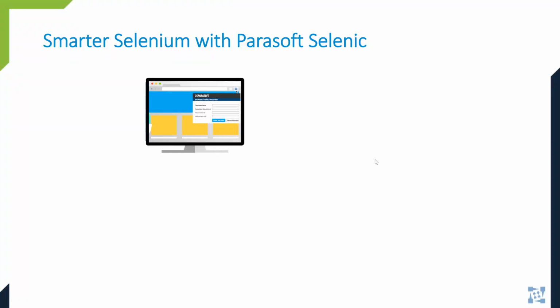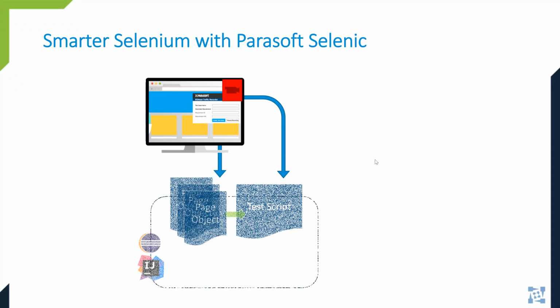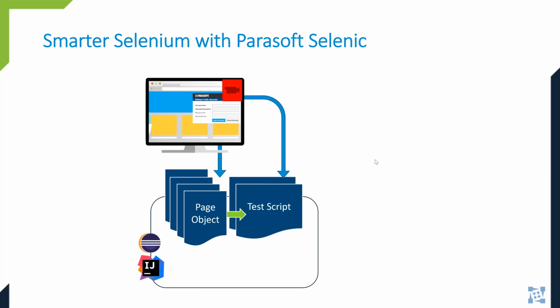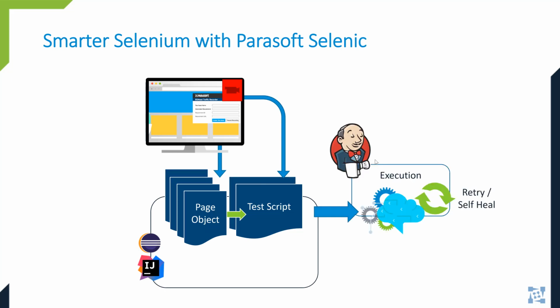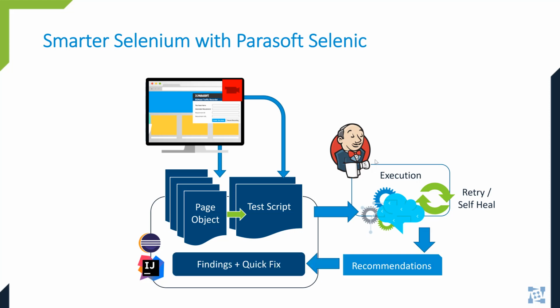To make these tests more maintainable and to enhance your existing Selenium practice, the Parasoft technology performs self-healing at runtime and also gives recommendations as the test is executing. We identify that something has changed or something has broken. And this can create a maintainable, automated UI testing practice on top of your testing pyramid.